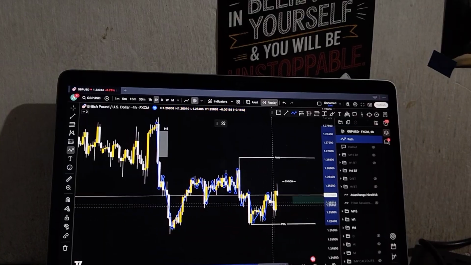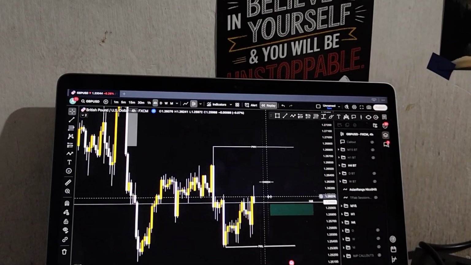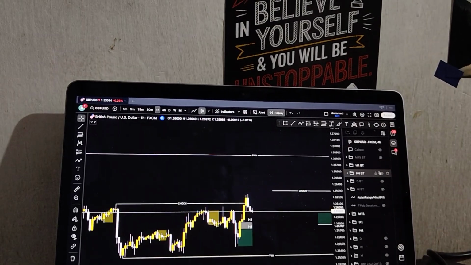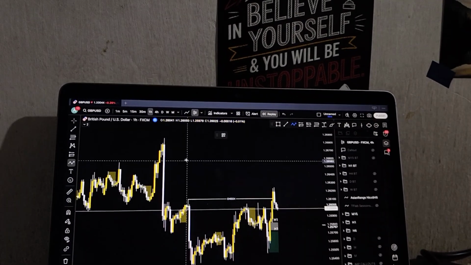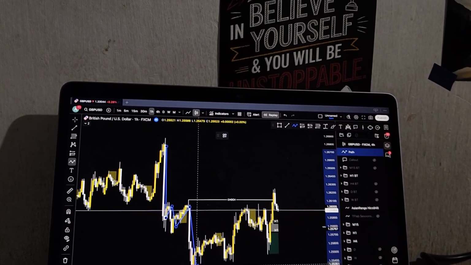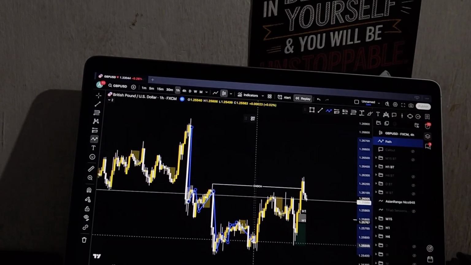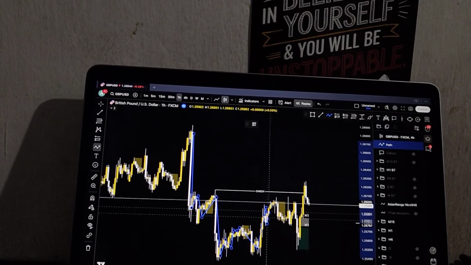And on the 4-hourly, the market structure was neither clearly bullish nor bearish, so obviously the 4-hour didn't give us anything. So now this is when I go to the 1-hourly, and on the hourly, as you can see, there was a clean demand zone. On Monday I was looking for buys, there was no news, so obviously I was looking for demand zones.